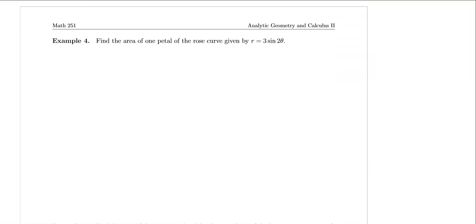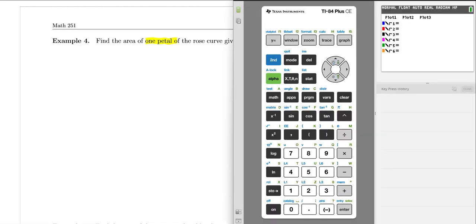Let's begin with the first one, where we're trying to figure out what is the area for one petal for the rose curve given by r equals 3 sine of 2 theta. So let's take a look. Okay, so let's go ahead and begin by making a sketch to see what we're dealing with. So going to our calculator, we're going to enter 3 sine of 2 theta. So let's see, clicking on graph.